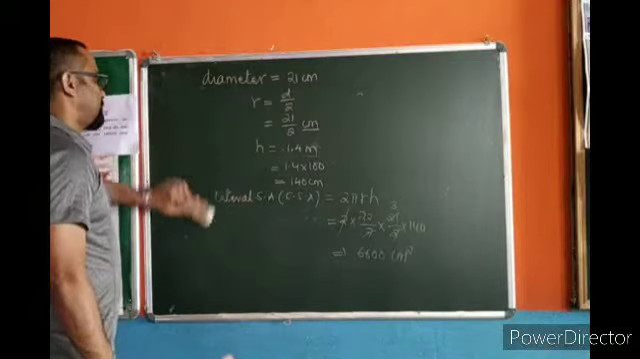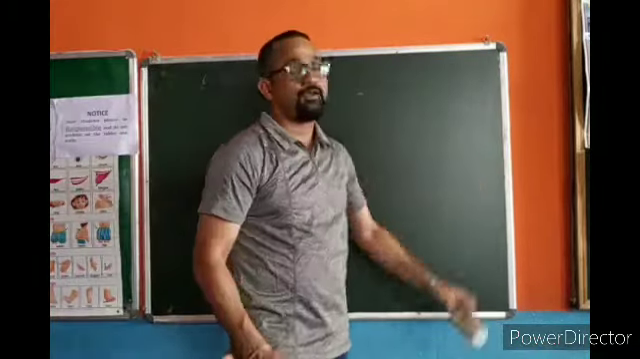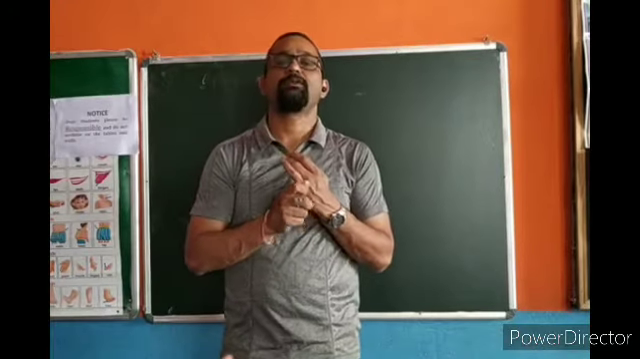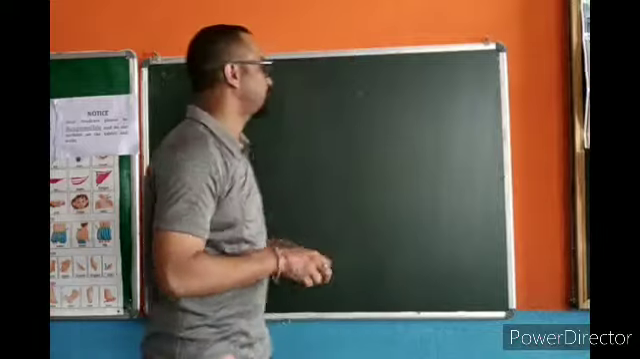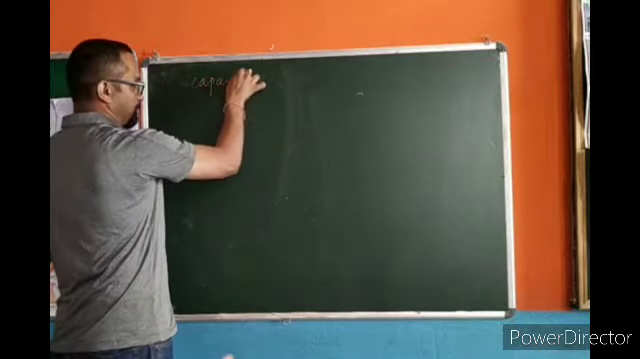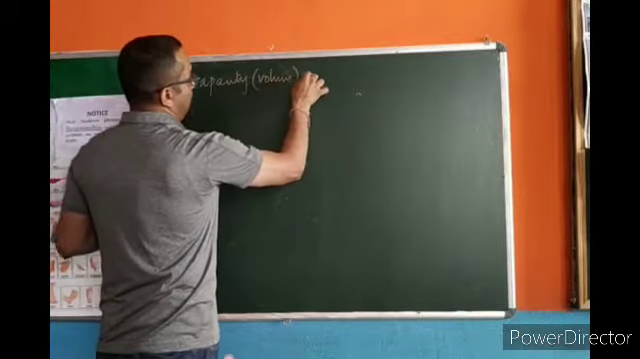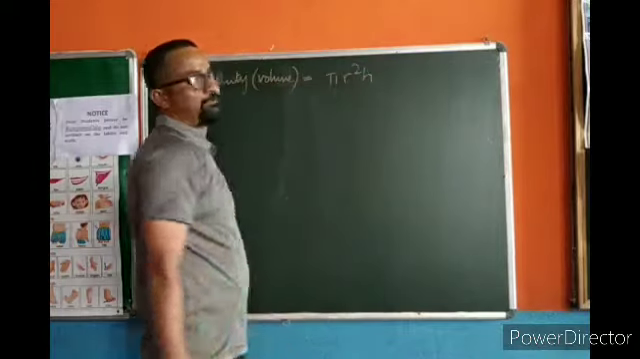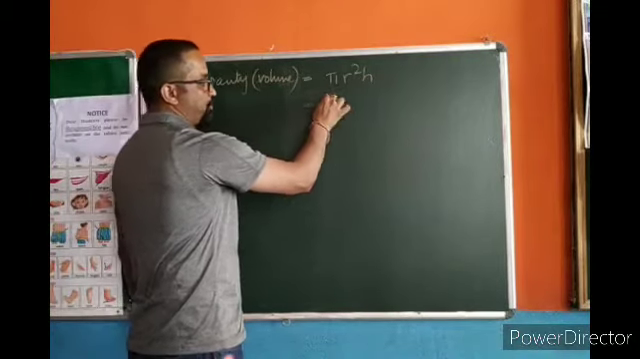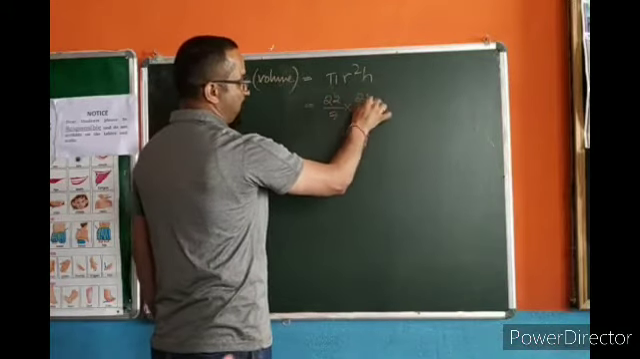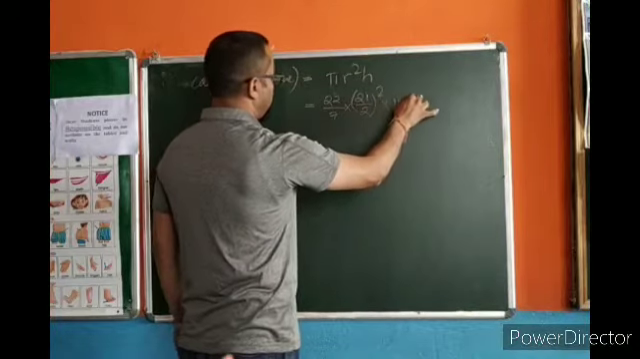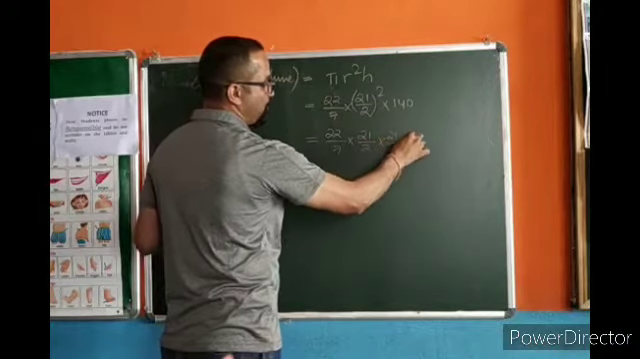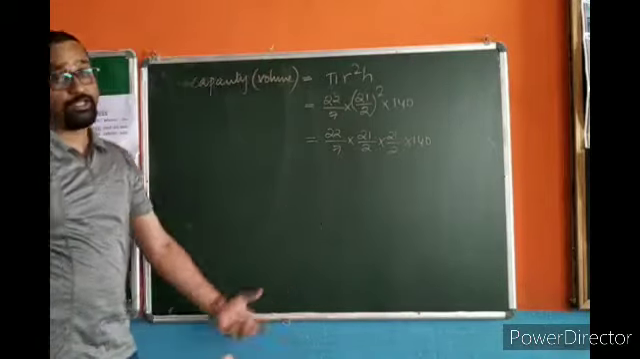Second part, it says capacity in liters. Capacity means how much water it can hold. Whenever you see capacity, remember we are asked to calculate volume. And we know the formula to calculate volume of a cylinder. It is pi r squared into height. 22 by 7, radius is 21 by 2 twice, height is 140. 22 upon 7, 21 upon 2, 21 upon 2, 140. You substitute this, then simplify.